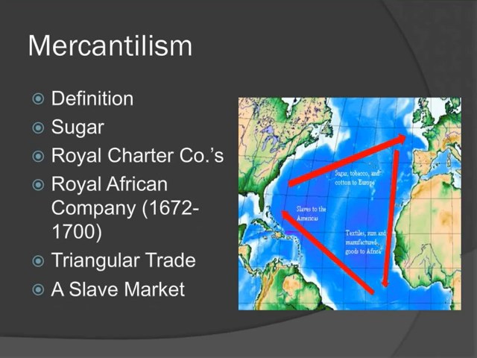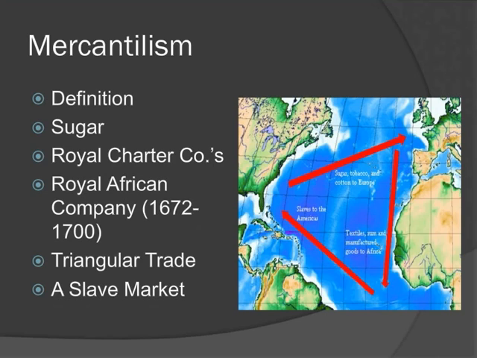Basically, the Royal Charter Company was a company, either an individual or a corporation, who was formally issued the right to trade by the monarch, and it was a state-run monopoly.